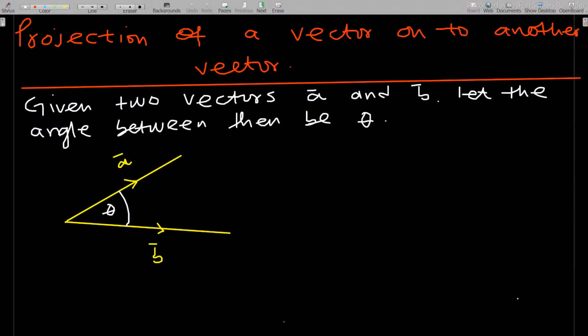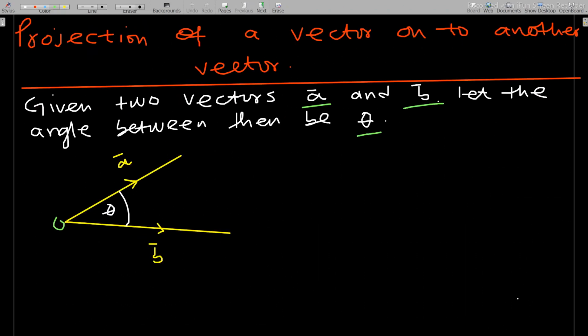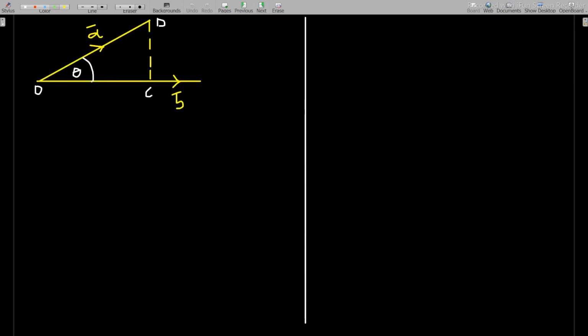So let's start. Given two vectors a and b, let the angle between them be theta, then this is how they look. Also, let's say they are starting from O. Then the question is, what will be the vector projection of vector A onto vector B? So let's go to the next slide and look at how the diagram looks.